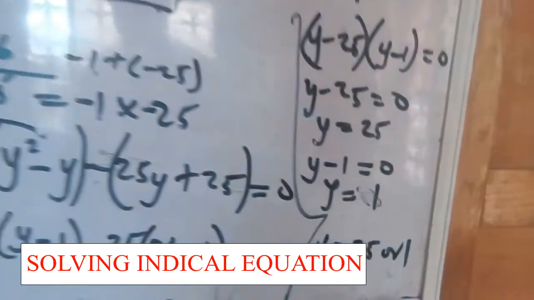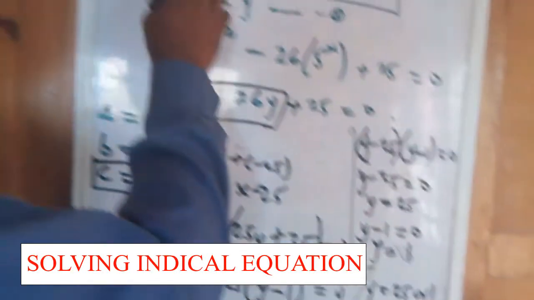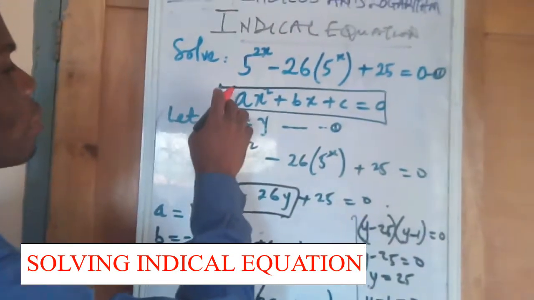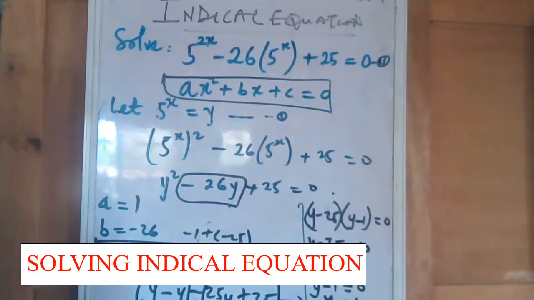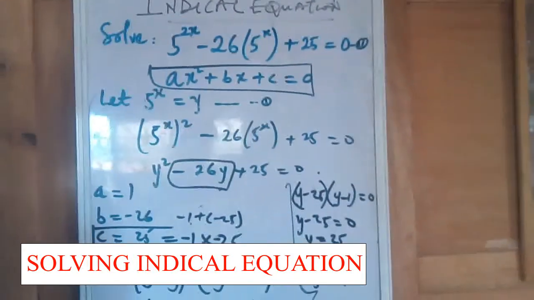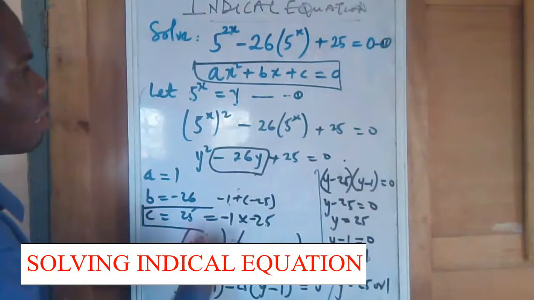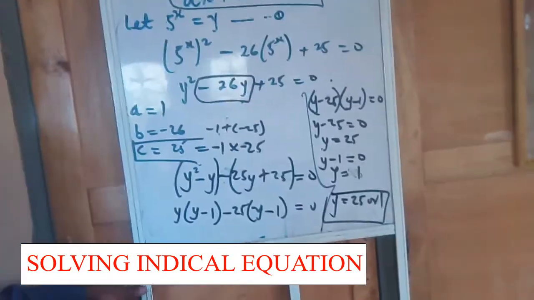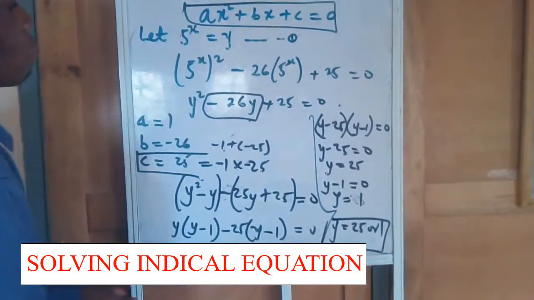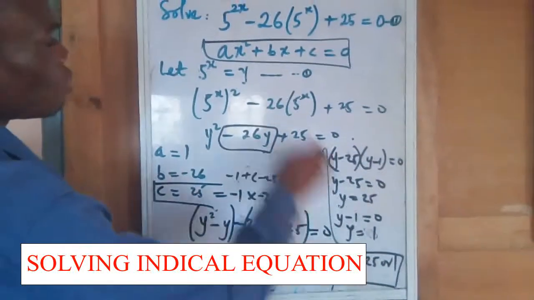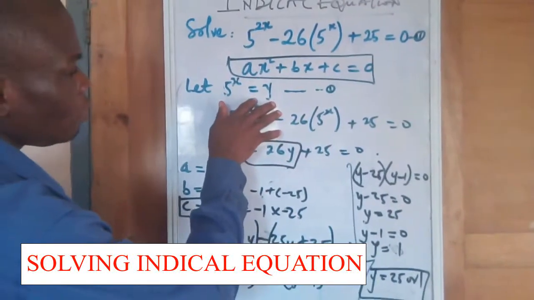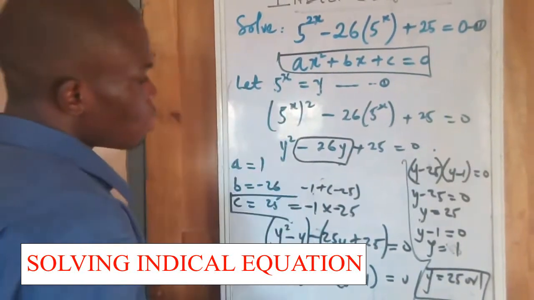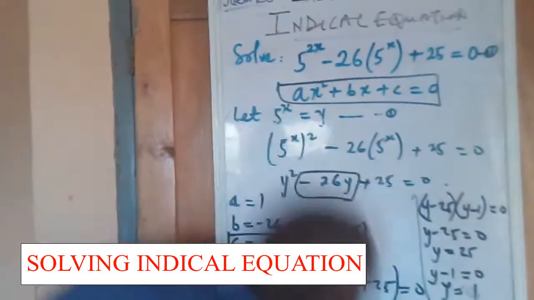So which one will it be? When you go back to this now, y is equal to 5 raised to power x. So you have either 5 raised to power 1 or 25. So your answer here is y is 25.